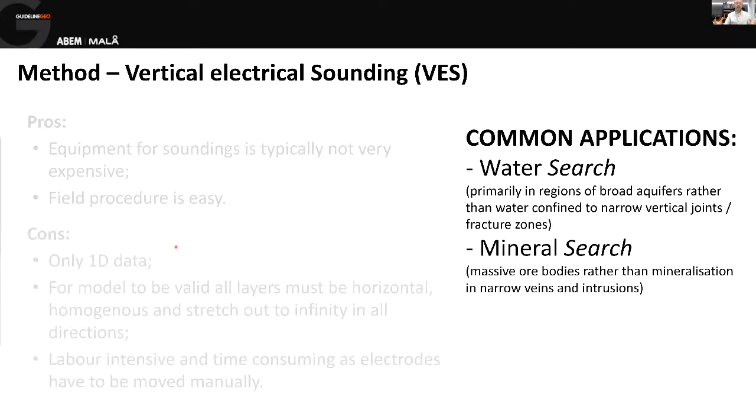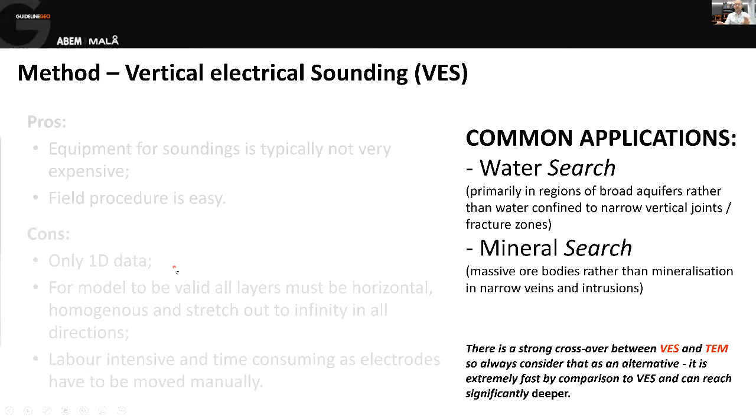Applications. The traditional applications for VES are water search and mineral search. So we're not talking about mapping in detail. What we're talking about is getting out into a large landscape, doing a series of 1D soundings and trying to find hotspots where the resistivity values are indicating that there may be a deposit of water or a mineral deposit, which we can then come back and investigate in more detail with another method. Perhaps it's going to be ERT, perhaps an electromagnetic method, perhaps just drilling. But ultimately with VES, we're tending to do search type surveys rather than detailed mapping.